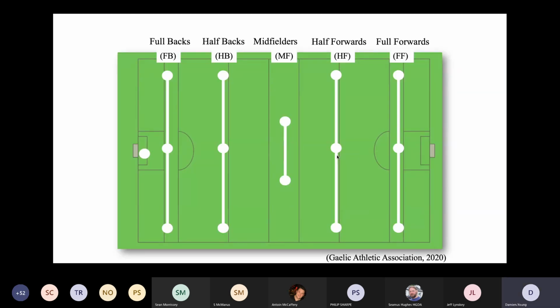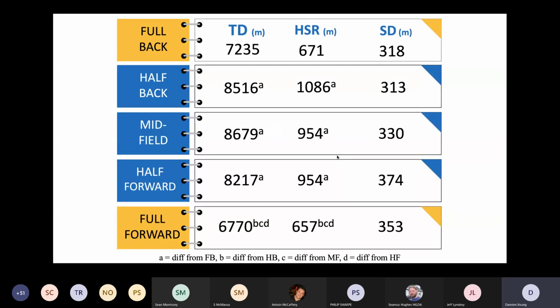In order to look at the positions, we needed to classify them into different positions. The full back line being the cornerback, fullback, and the other cornerback. Then the half back line, midfielders, half forward, and full forward into positional lines. So then we were able to compare the different positions. So here's what we found. If we take a moment just to have a look at what we found.